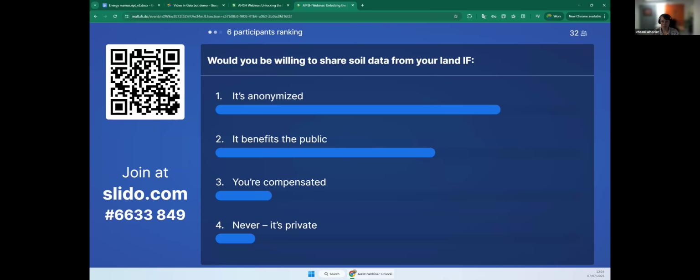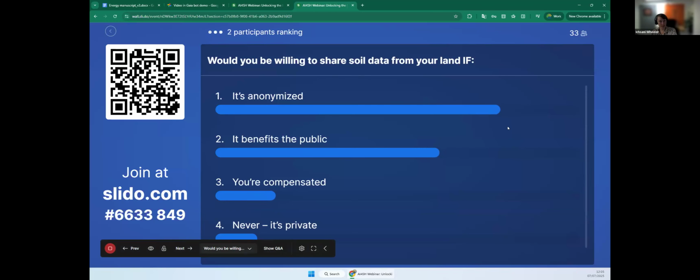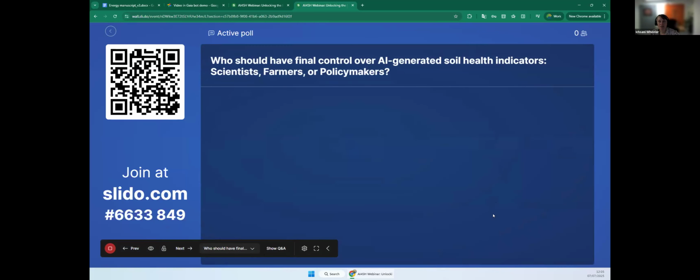That's interesting. We do often get groups that will say they will trust other farmers to see the data, but that they're not interested in any policy, any governance, anyone in authority seeing that information. So this reflects a little bit. I think we'll compare this to the earlier who we have in the audience slides later on. Okay, who should have final control over the AI-generated soil health indicators?